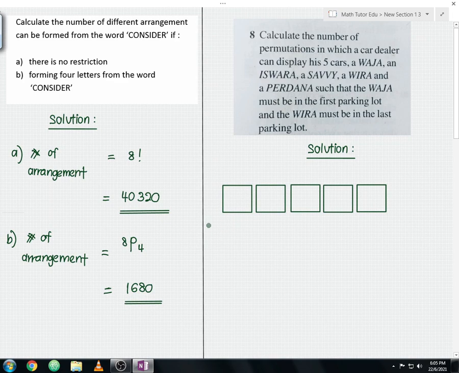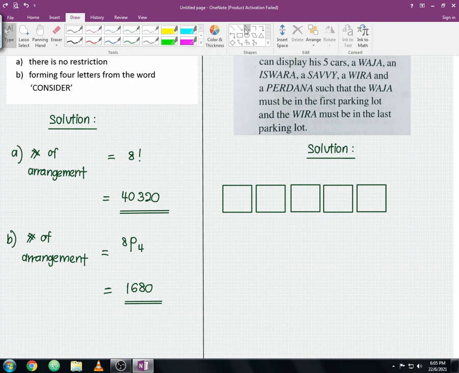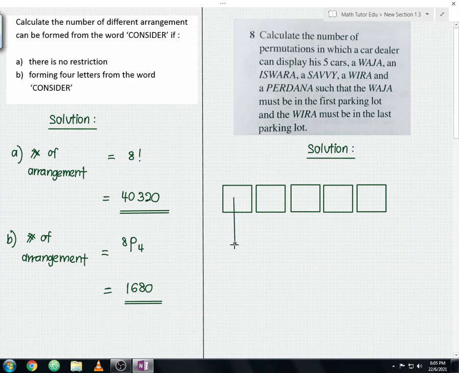Over here you only can place one outcome. So you can only have one outcome over here. Since you are parking the Wajah over here, there can be only one possible car in the first parking lot, which in this case is Wajah. Okay, so from here we go straight to the last parking lot. So over here you can only have one possible car, where you can only park Vira at the last parking lot.